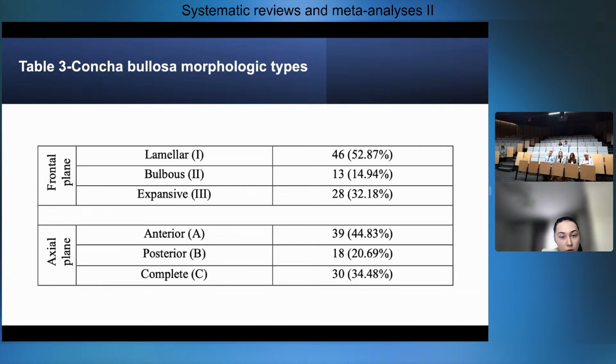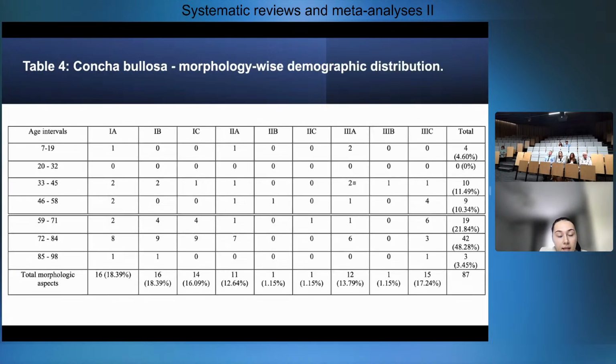Here are the morphologic types. Our classification showed statistical significance, which was observed between the subtypes 1, ABC, and subtypes 2, ABC, indicating a predominance of the lamellar type over the bulbous type. Next, in table 4, I also attached the classification for the concha bullosa and the morphology-wise demographic distribution.